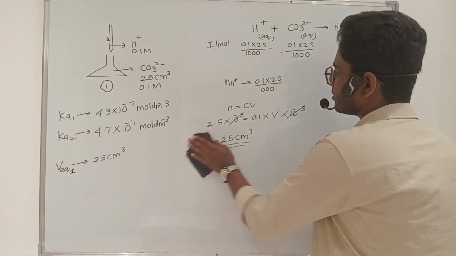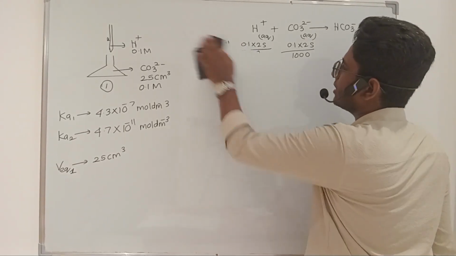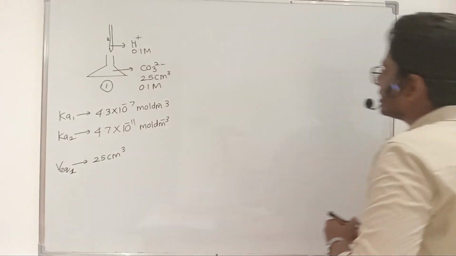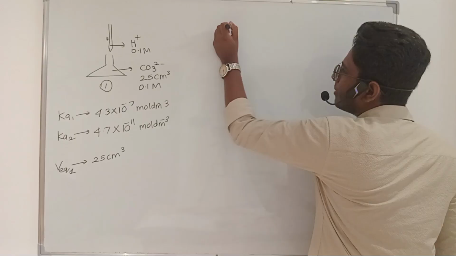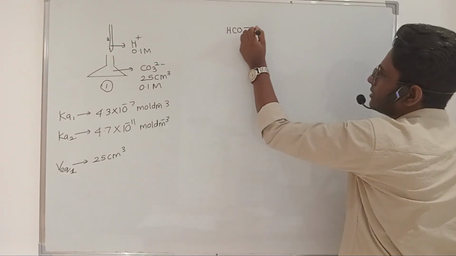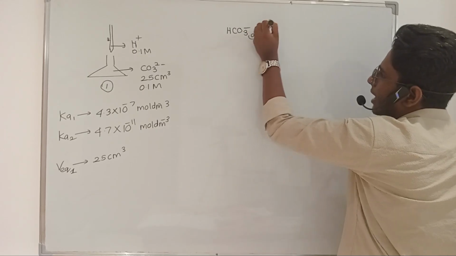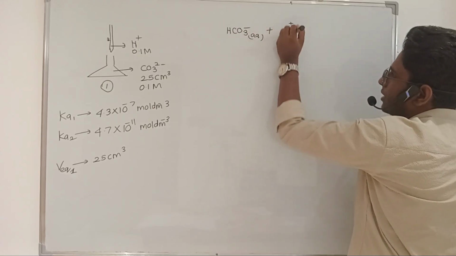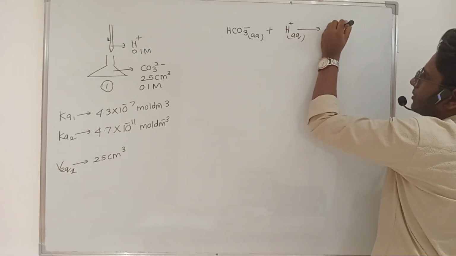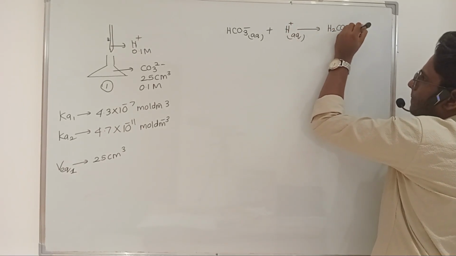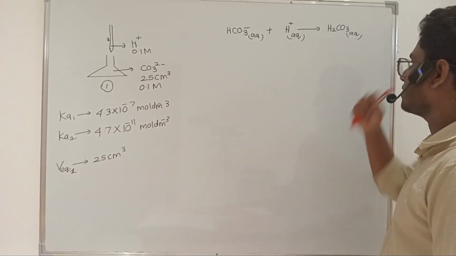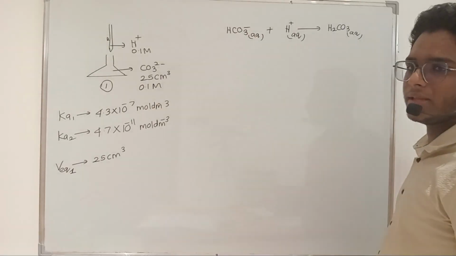Now, second equivalence point, what happens? Bicarbonate is formed in the first equivalence point. At the second equivalence point, what will happen? These bicarbonate will be reacting again with the H plus added, right? And what will it form? It will be forming carbonic acid, right? H2CO3. Now, what is the moles of bicarbonate that is present?